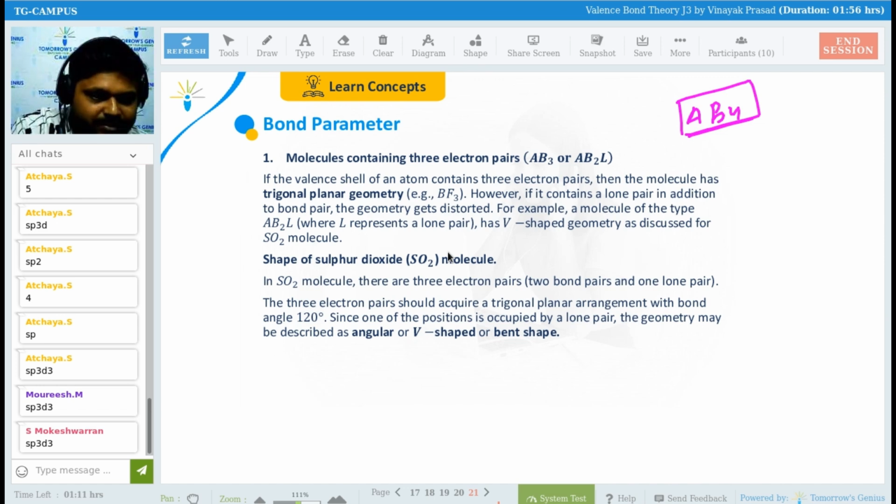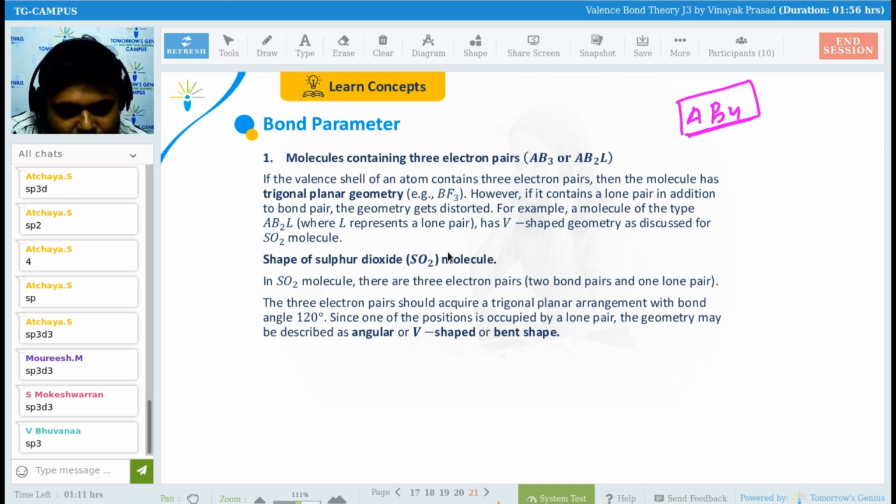Whom have I asked? Please first tell me. If AB4 type is there, then you have to answer, whom have I asked? Vana. So a very good answer is coming from Vana, right? So now everything is clear.